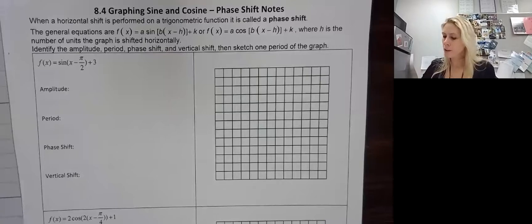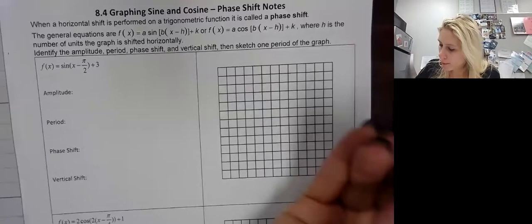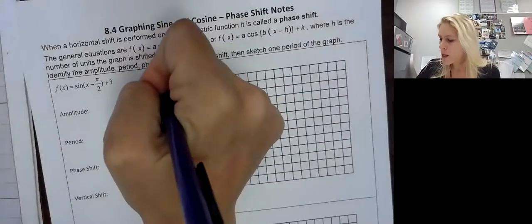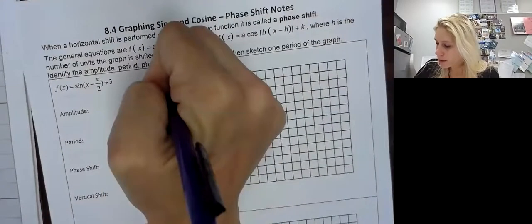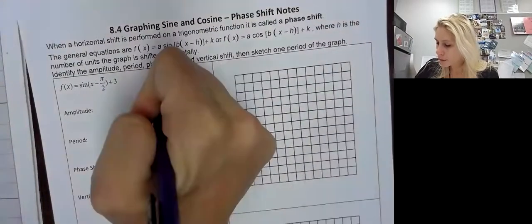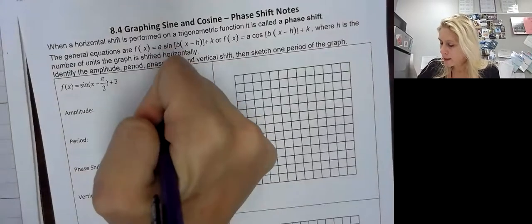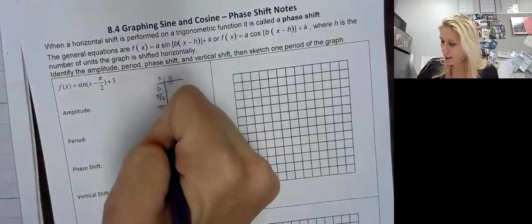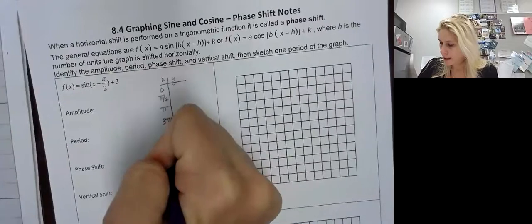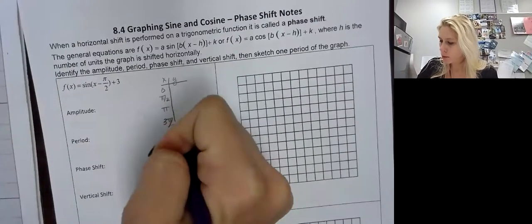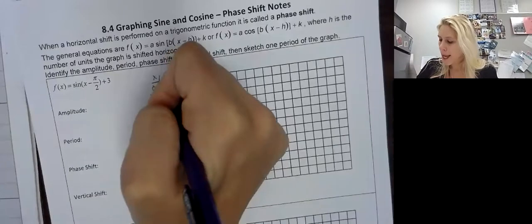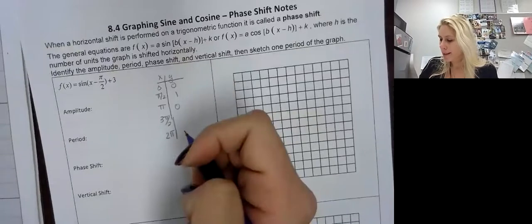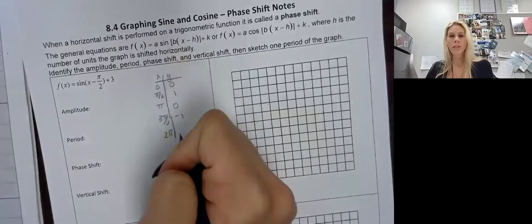So first of all, we're dealing with sine. So let me make my table knowing that I have the sine graph. With x, we're always dealing with 0, pi over 2, pi, 3 pi over 2, and 2 pi. And for sine, we know at 0 it's 0, at pi over 2 it's 1, at pi it's 0, at 3 pi over 2 it's -1, and at 2 pi it is 0. So that's where we start for sine.